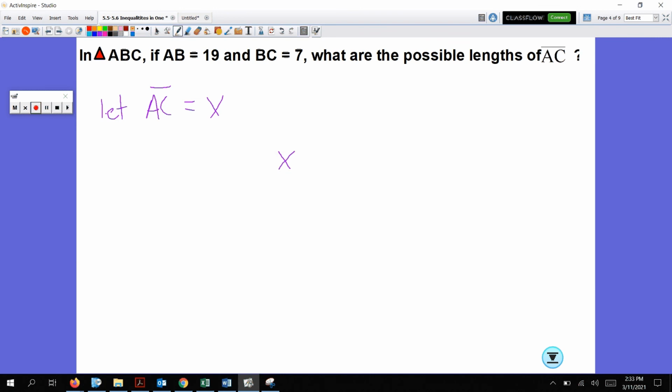X is between these two values, okay? So first I'm going to take the two sides that I already have, and I'm going to add them together on the larger side. This is the largest.